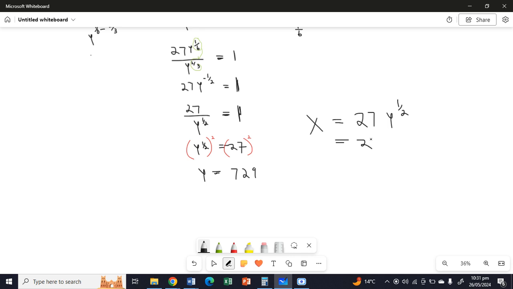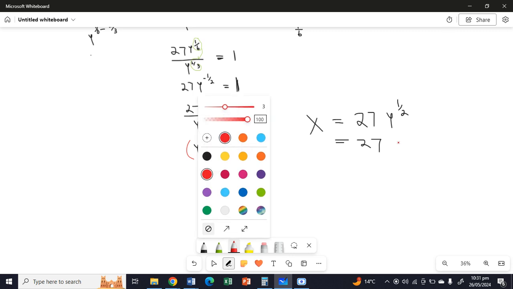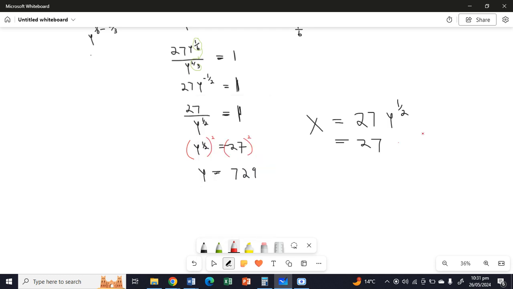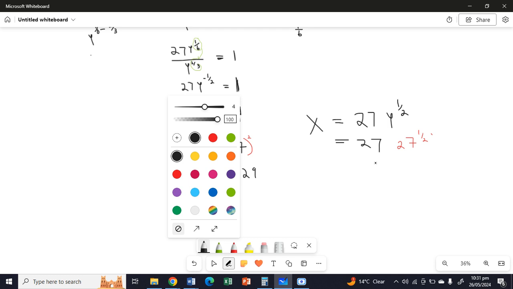So we say 27 multiplied by, substitute y with 729, so 729 to the power half. I'm just waiting for it to show on the board. 729 to the power half. Yes, 729 to the power half.